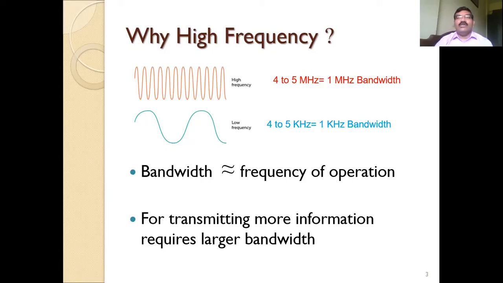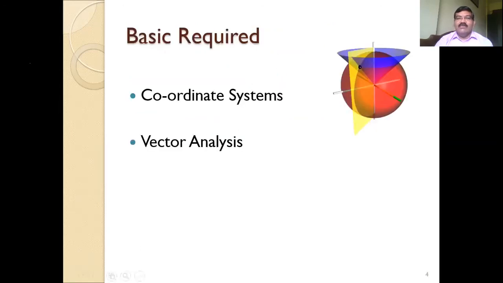This is the fundamental reason why we are going for microwave engineering, for high frequency. In the next lecture, we will discuss the basics required to understand it: the coordinate system and vector analysis. We require these to discuss microwave engineering. We will discuss electromagnetics in detail, and then we will go for microwave engineering. So this lecture will stop here.